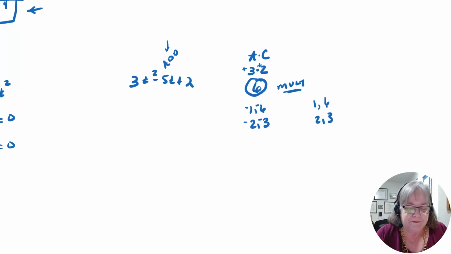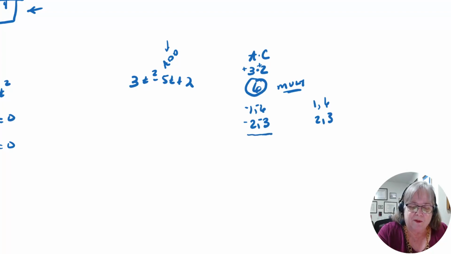What do you think? Well, 1 and 6 would add to 5 if they were different signs, but they're the same sign, so they would either add to positive 7 or negative 7.